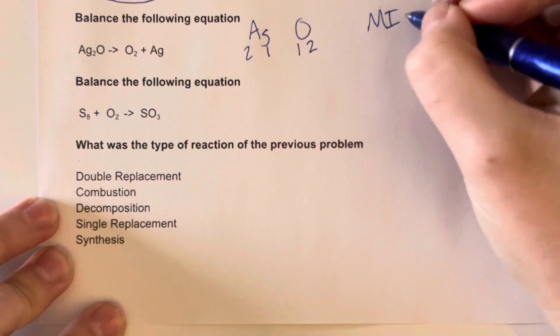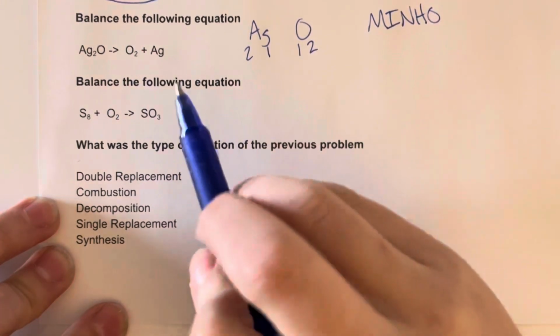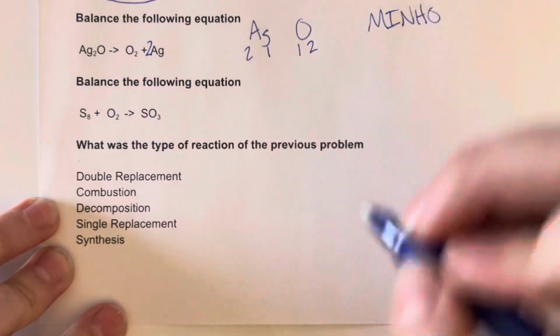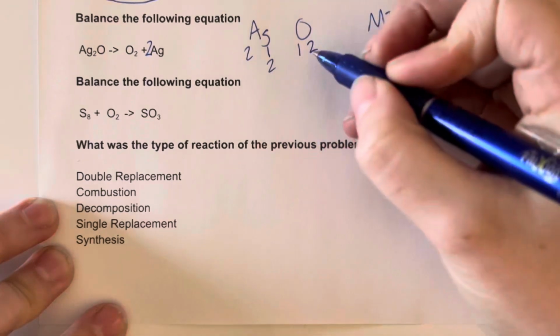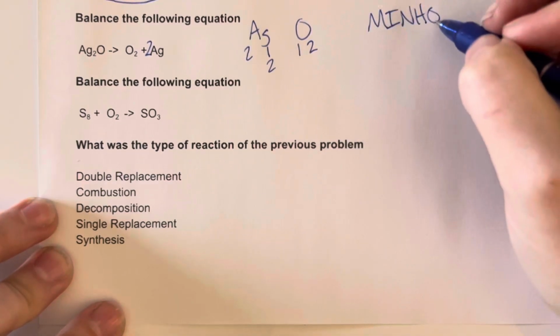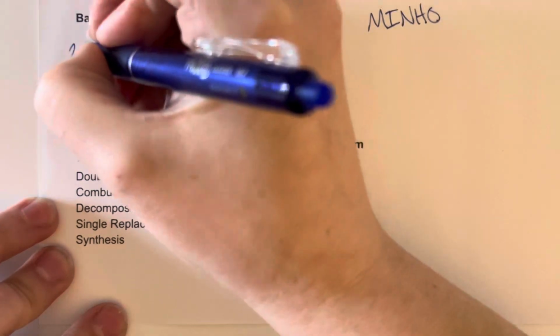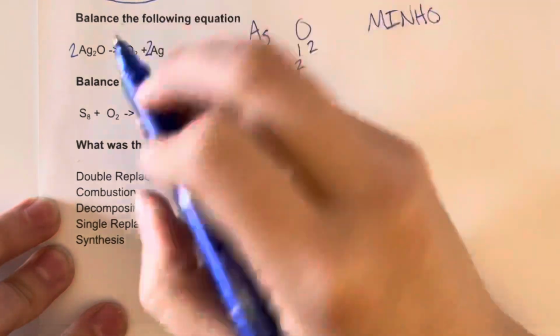Minho says metals first. So I'm going to do my metals first. Metal is going to be my silver. I have 1, I want 2, so I'm going to go ahead and multiply that by 2. That fixes my silver. And then I can move on to the oxygen, which is the last step of Minho. I have 1, I want 2, so I'm going to go ahead and multiply this by 2. When I do that, though, it messes up my silver.